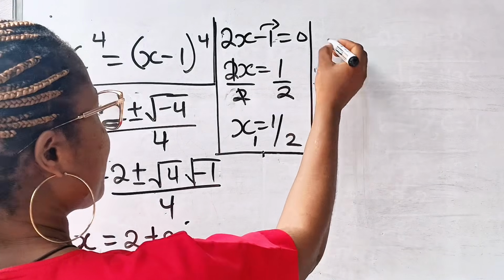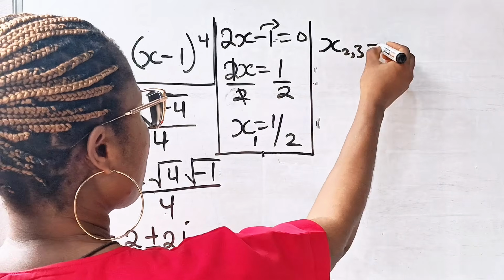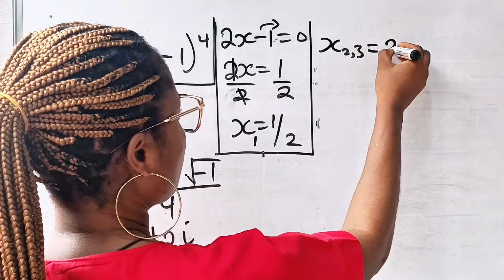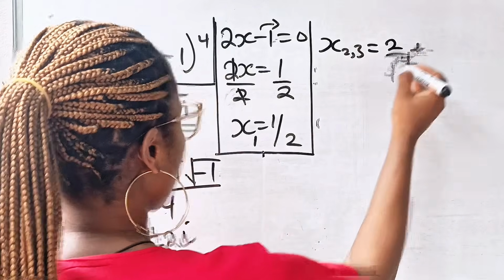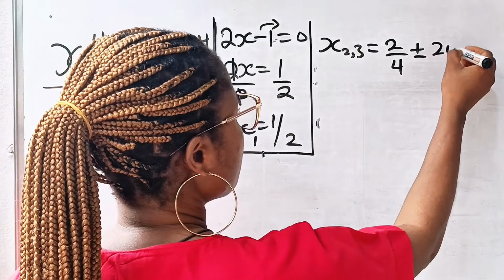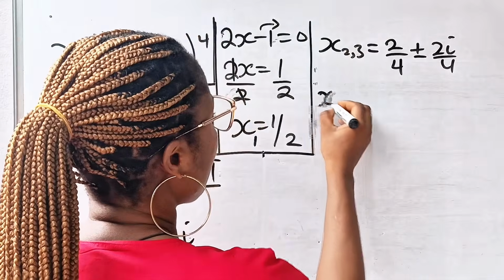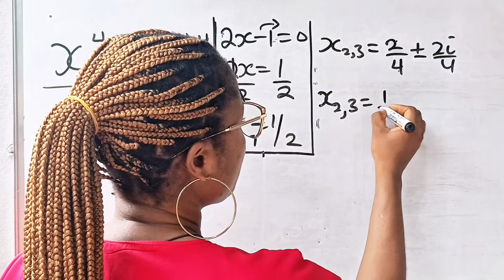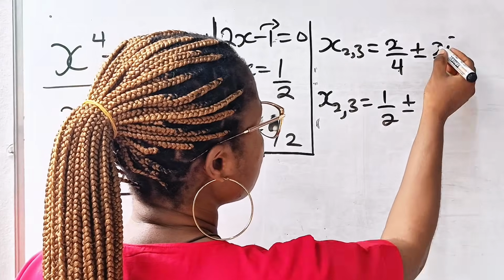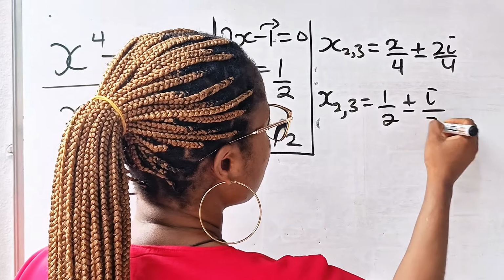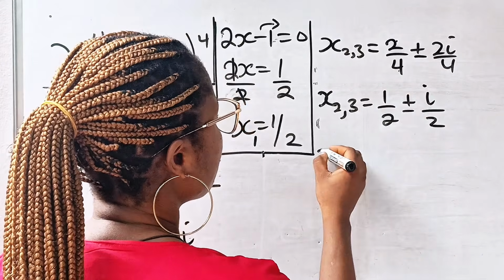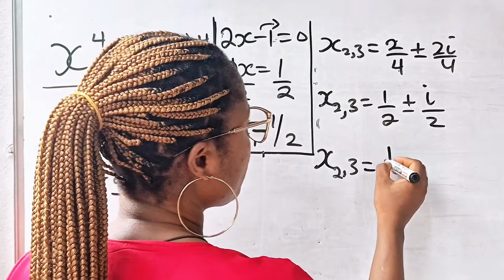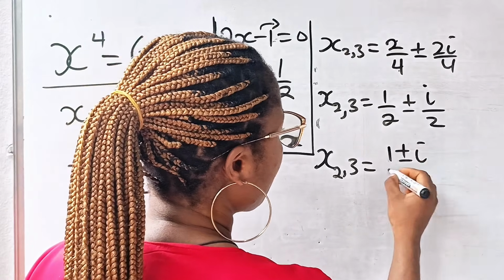Okay, so now we have x is equal to 2 over 4 plus or minus 2i over 4. So x is, this divided by this will give us 1 over 2 plus or minus i over 2. Therefore, the second and the third values of our x will be (1 plus or minus i) divided by 2.